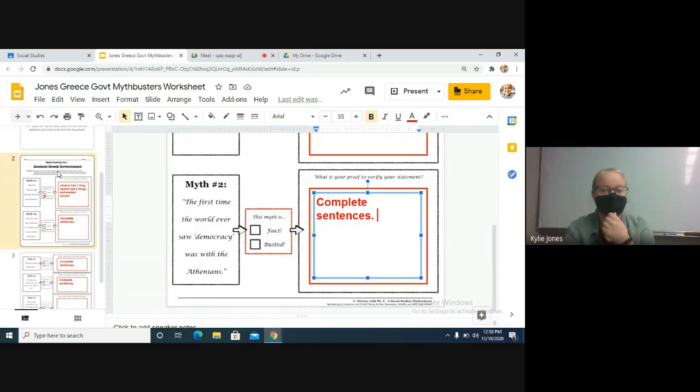Now, at this point, slide number 2, you should be able to say whether myth number 1 is fact or busted, as well as myth number 2, and explain why you think that.